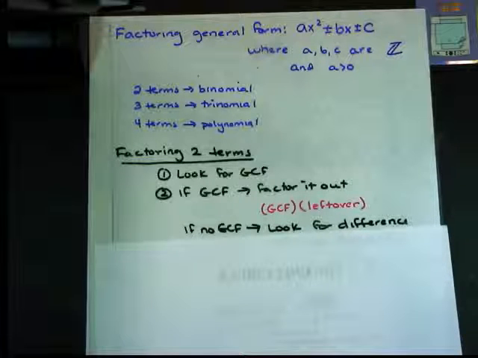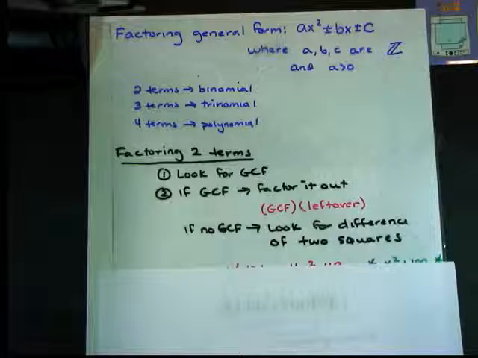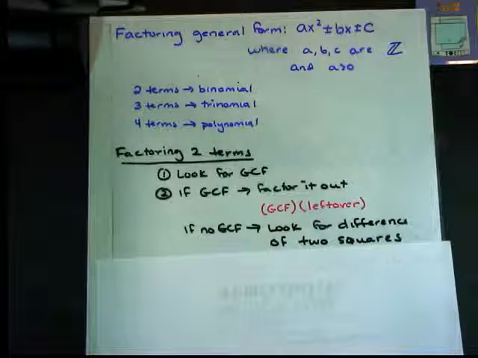If there is no GCF, then it needs to be a difference of two squares. It is a very specific binomial. You either have GCFs and or difference of two squares. If it doesn't fall under these categories, you cannot factor a two-term polynomial.